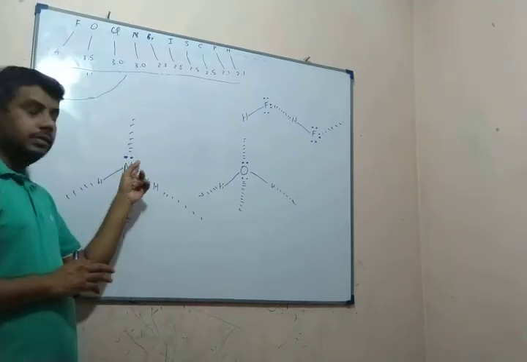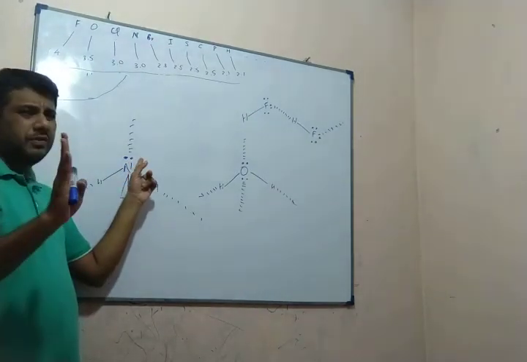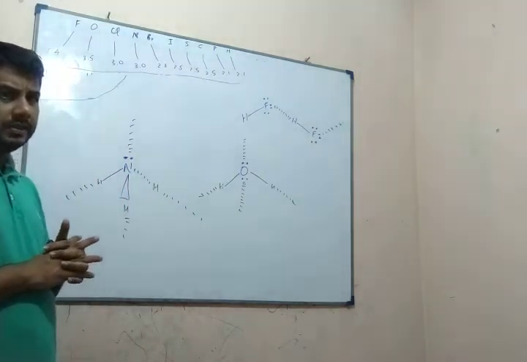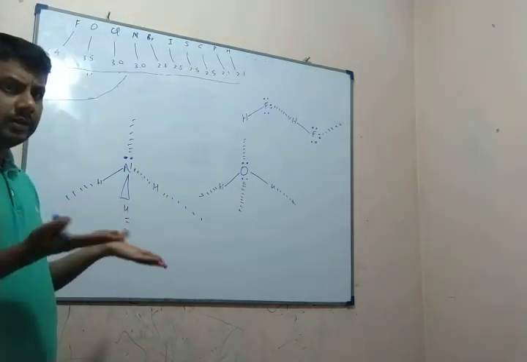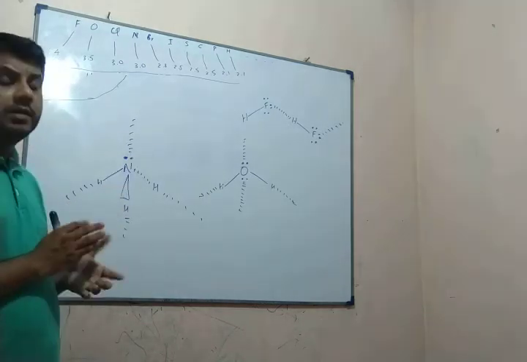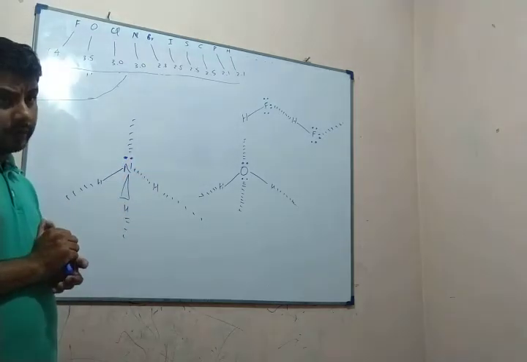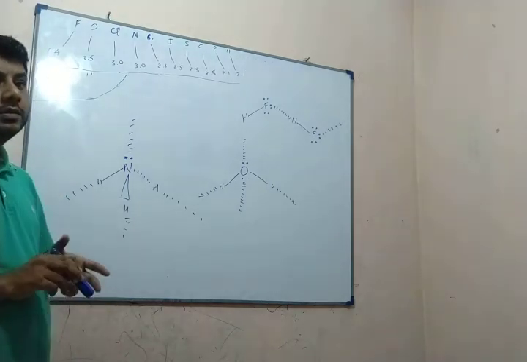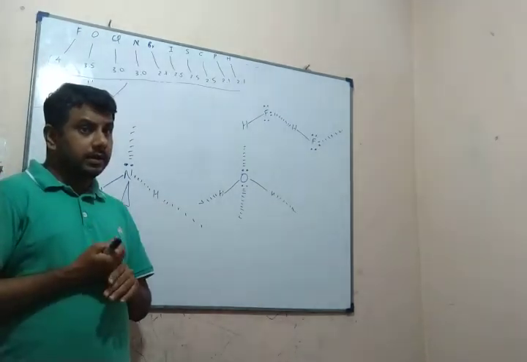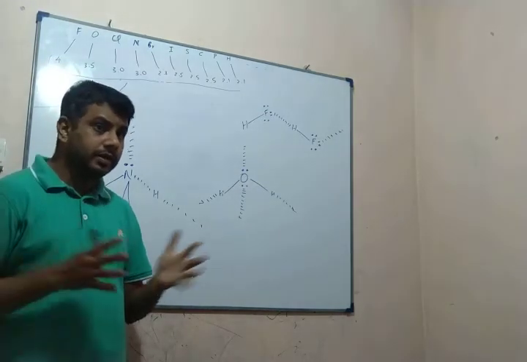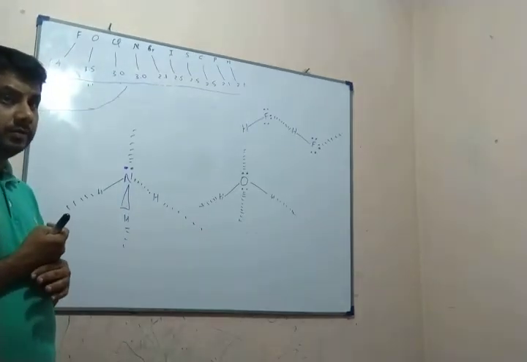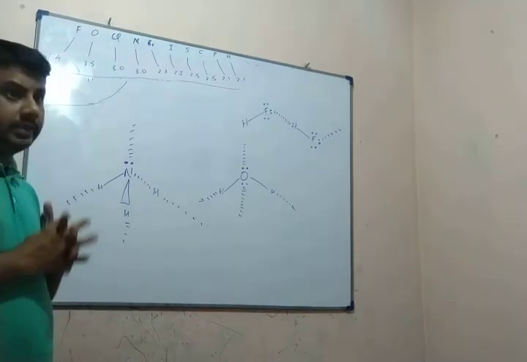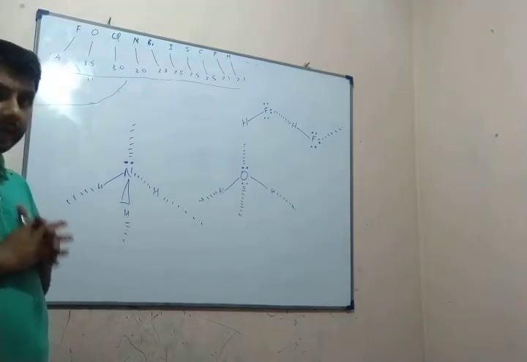Here there is only one lone pair, so it will form only one bond. No problem in NH3. But see that water molecule. How many lone pairs are there? Two lone pairs. So can it form two or one? It's a problem, you have to think about it. How many hydrogen bonds? Two hydrogen bonds. Both lone pairs will form hydrogen bonds.